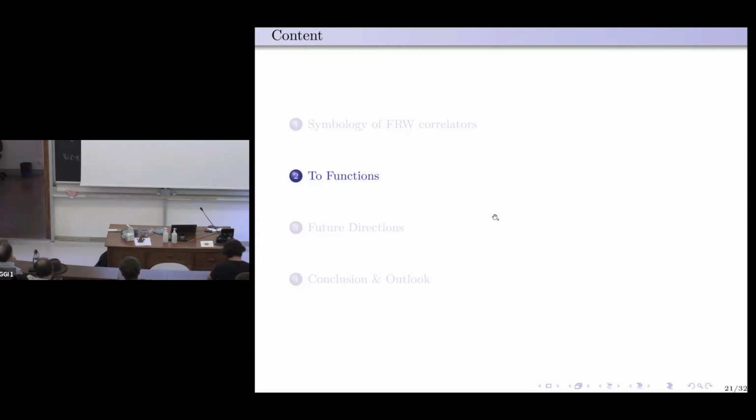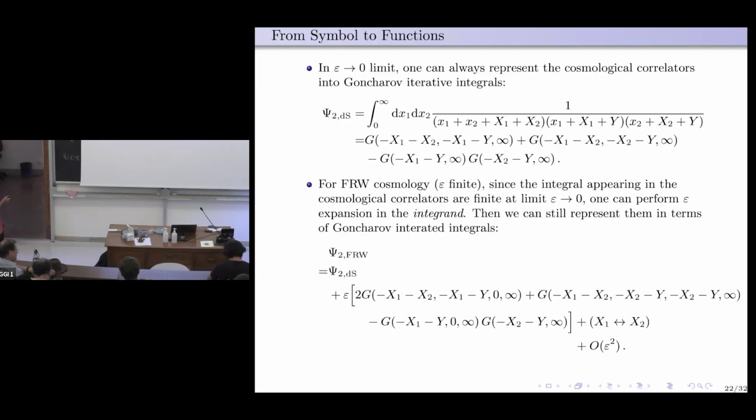And now the mission is to integrate these symbols into functions. Normally, if these symbols are linear, there is an algorithmic approach to derive functions from them. But by observation, we can see that after this epsilon expansion, these integrals can be directly integrated into some Goncharov iterated integrals. For example, in this epsilon to zero limit, one can always represent these cosmological correlators as Goncharov iterative integrals.